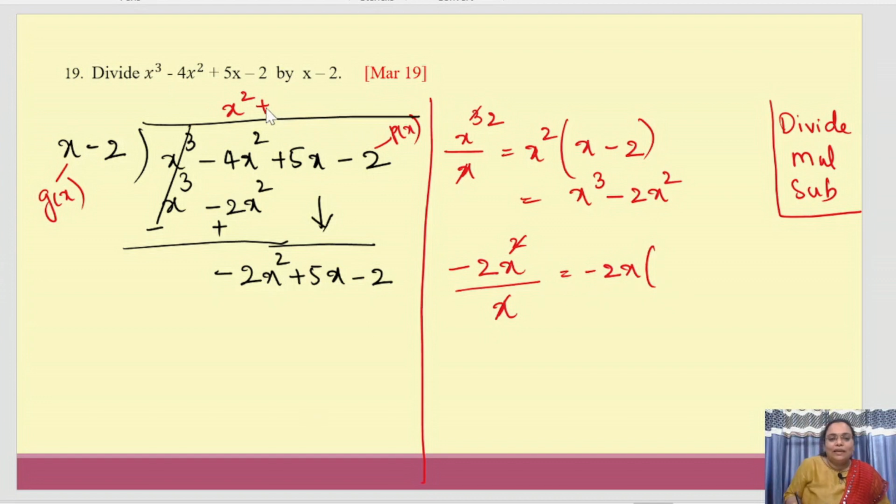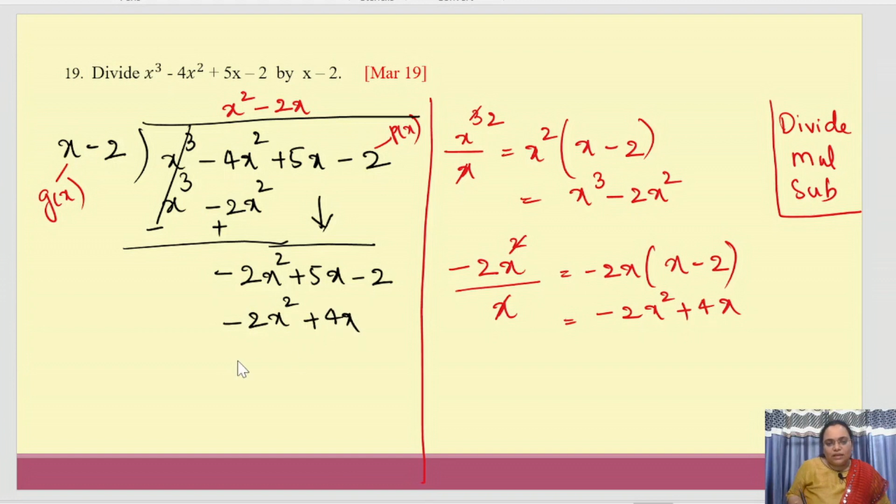Then you will multiply. This minus 2x will be the next term of the quotient. Okay, then you will multiply it with g of x. So you will get minus 2x square plus 4x. So write it here, which is minus 2x square plus 4x. So the next one is subtract. So you will subtract them. So this will get cancelled. This will be x and you will get minus 2 down.